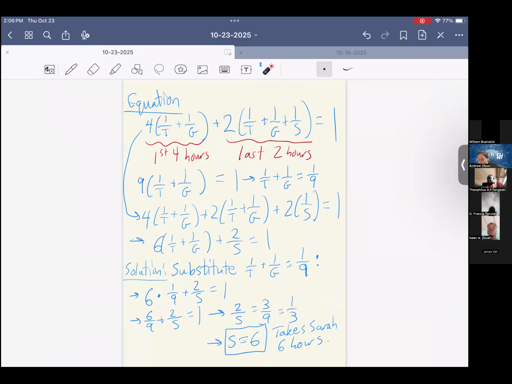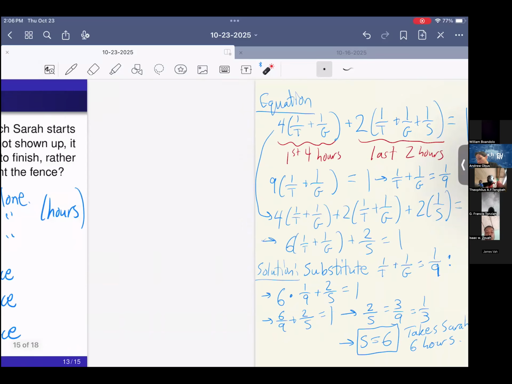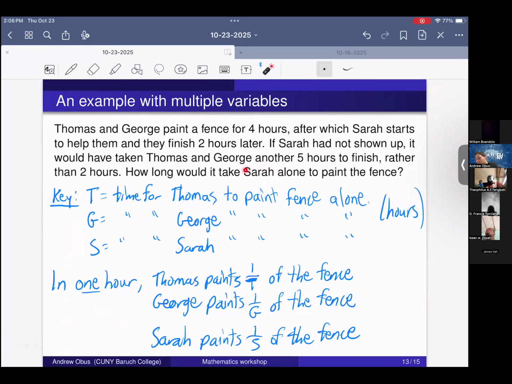And from that, the question isn't just saying solve the equations. The question is saying specifically, how long would it take Sarah alone to paint the fence? Okay? So it's not saying solve the equations in general. It's saying specifically solve for s. That is the variable that you want. There's 3 variables, but the question is only asking for s.